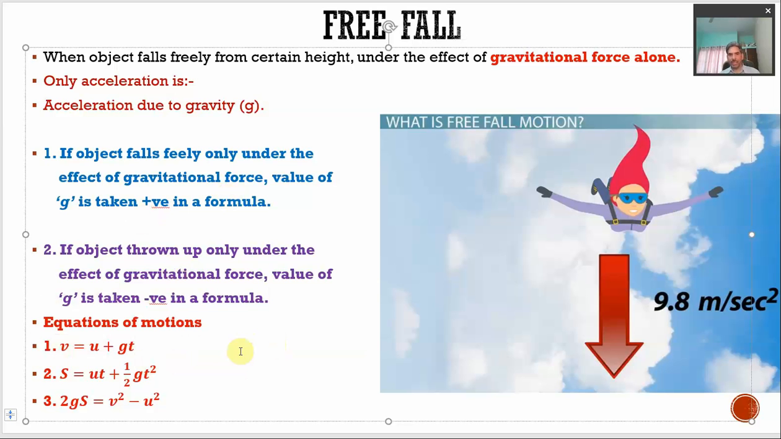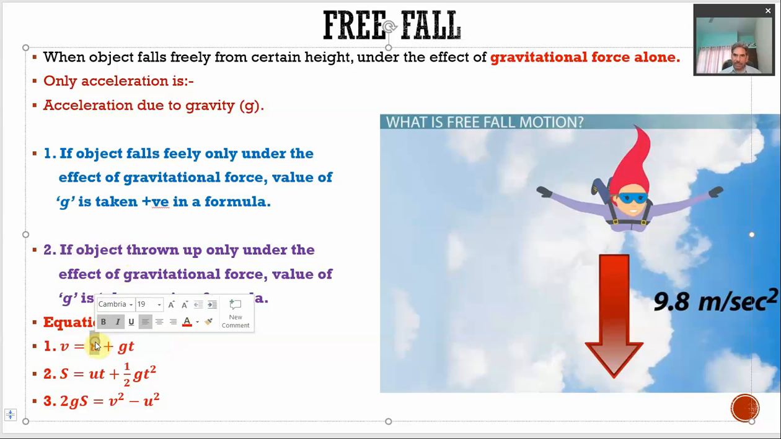v is the final velocity and u is the initial velocity from which the object is thrown up or released from a certain height. If an object is released or dropped from a certain height, the value of u is 0, right? And after time t, when it falls, its velocity becomes v, which is calculated by using this formula. So u becomes 0 whenever an object is released or dropped from a certain height, because its initial velocity is 0. It was not moving initially, right?